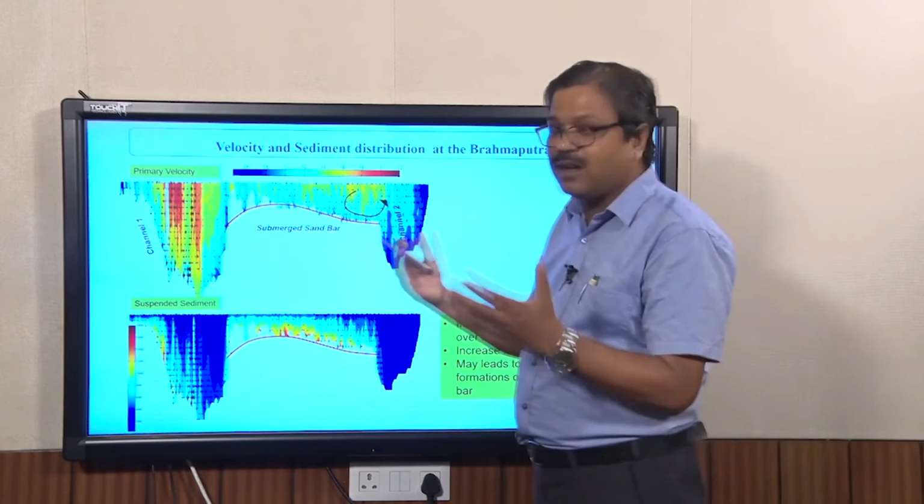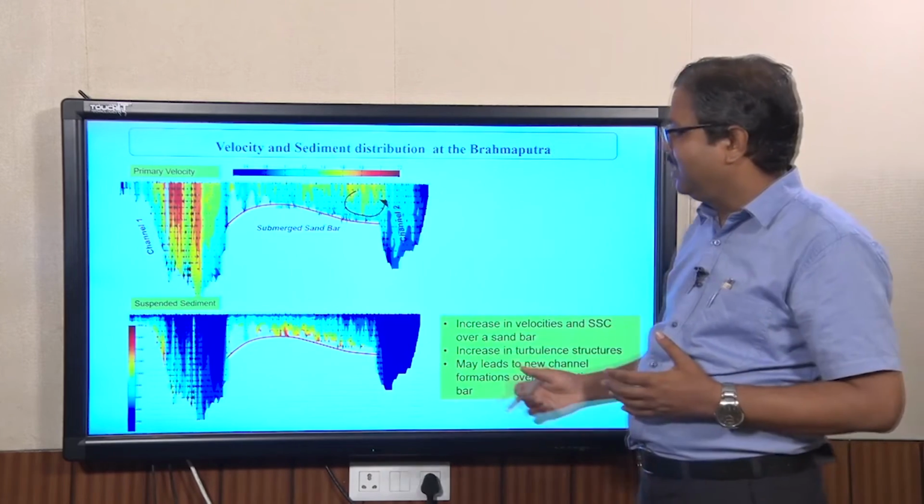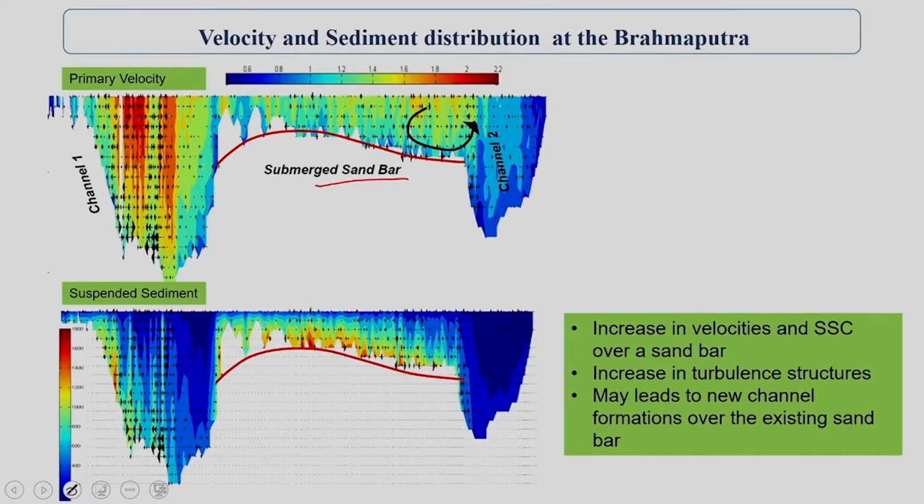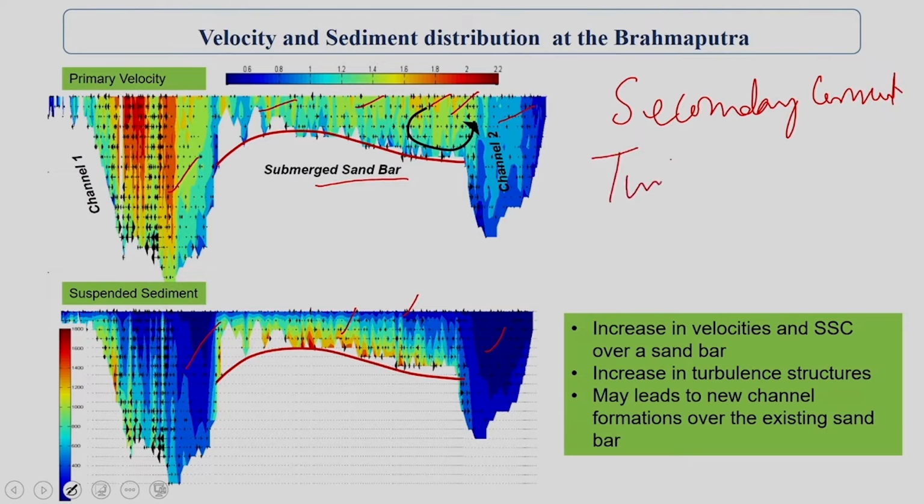If you look at the same concept for a larger width, in between there could be sandbar formations. If you look at how the primary velocity variations are, it is too complex. How the secondary currents are, it is too complex. All these suspended concentrations are available. All these are built up with the secondary current and large scale turbulence structures.